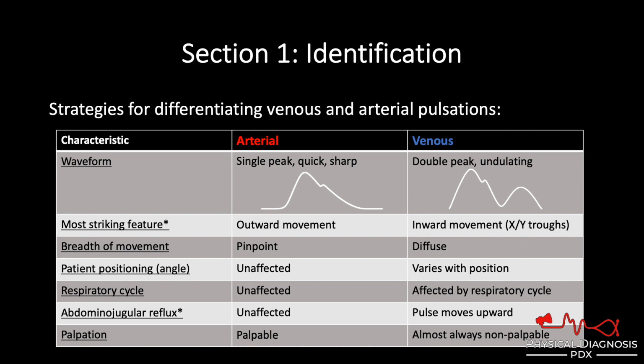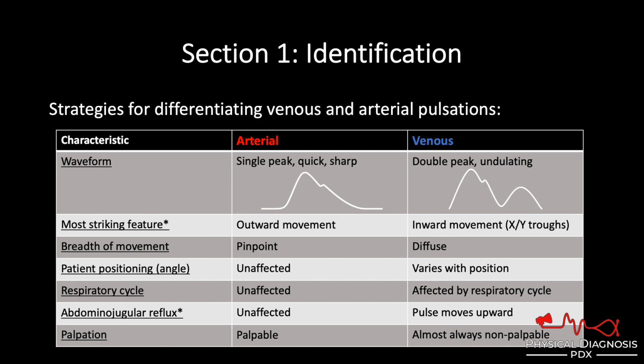The most striking feature of the arterial pulse is the outward movement. Obviously, what goes out must come back in, but it does so subtly and gradually, and it's hardly noticeable. The most striking feature of the venous pulse, on the other hand, is the inward movement.